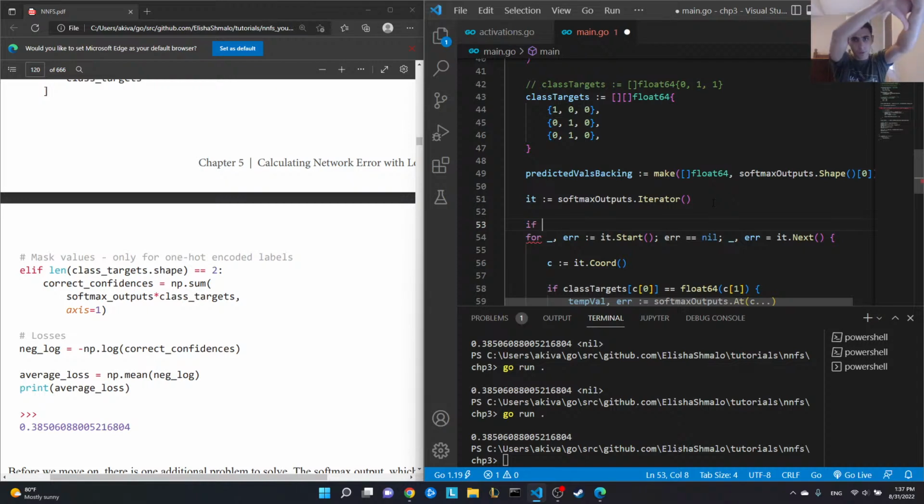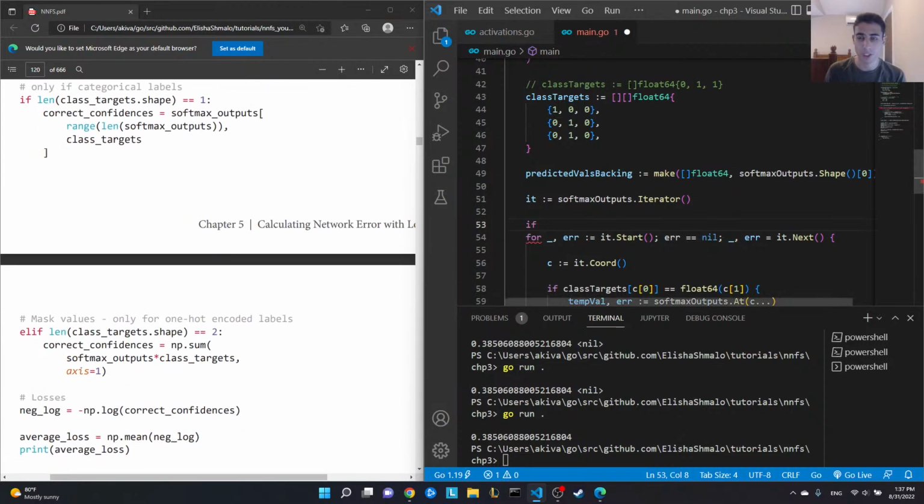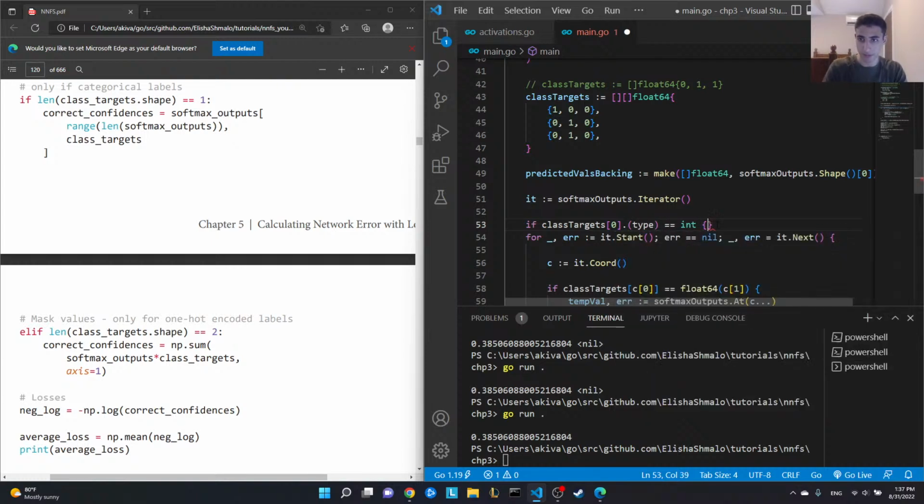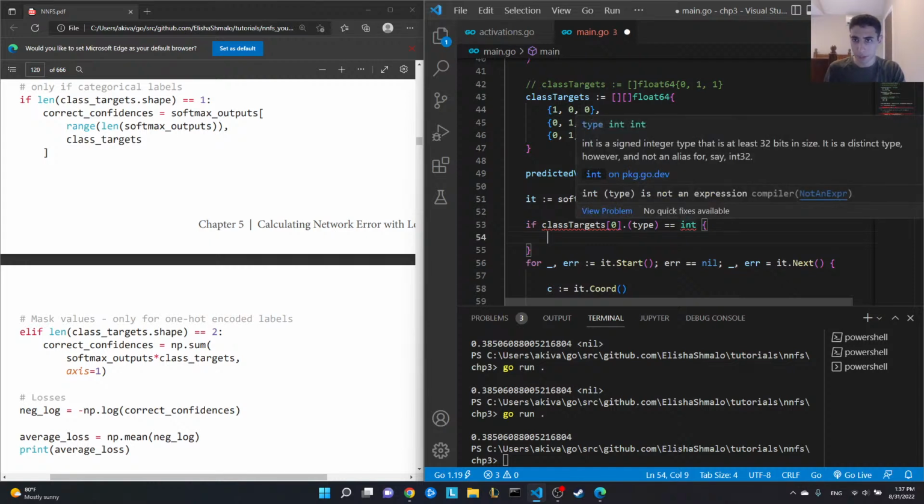So we could say if, how do we do this? Is there a way to tell the type of, because he's using the dot shape. He's saying is the shape 1 or is the shape 2? But unfortunately this doesn't really have a shape. So if class targets index 0 equals int, like that's kind of what I want to say, dot, I think this is how you do it. Dot type, yeah, equals int. I believe this is the case. No. However, it is not an alias to say int32. Int type is not an expression.